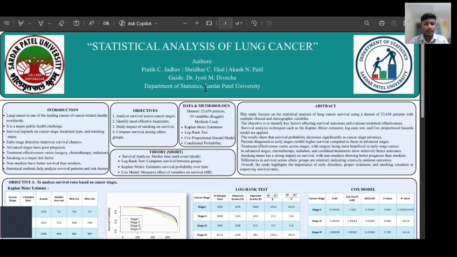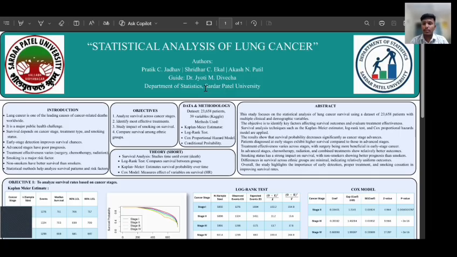In short theory, survival analysis studies the time until an event, here death. The log rank test compares survival between groups, and the Kaplan-Meier estimator estimates survival probability over time. And the Cox model measures the effect of a variable on survival. It means risk factor.